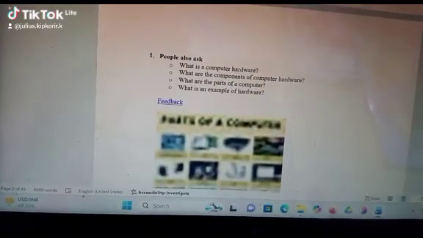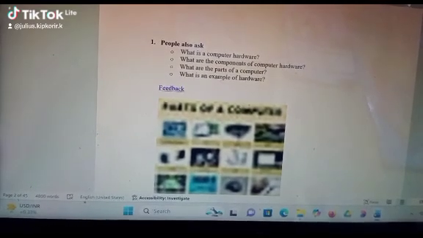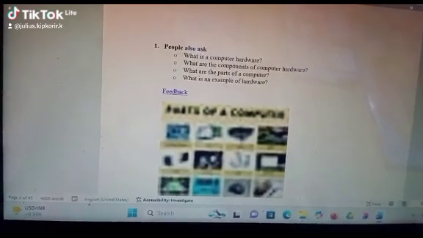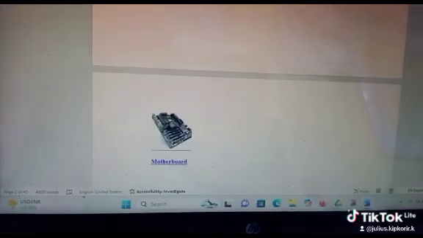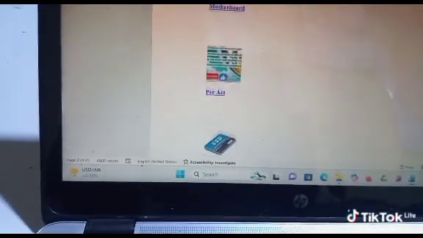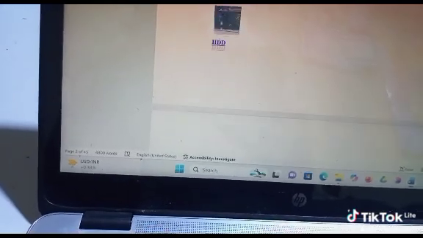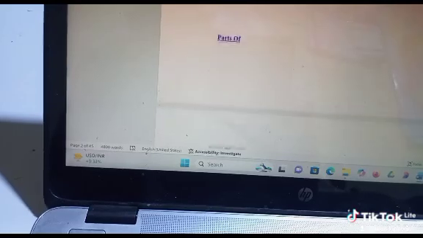Maybe some of the questions that you can ask yourself is what are the components of computer hardware, what are the parts of the computer, what are examples of hardware. We are also going to look at some of those items, like the CPU we had already discussed, motherboard we had discussed. All those devices, keyboard.